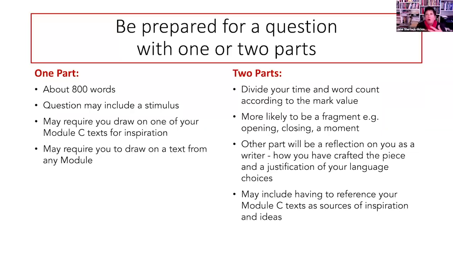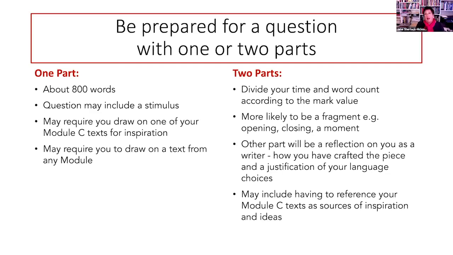You might be asked to draw on one of your Module C texts for inspiration, or it might actually say draw on a text from any one of your modules. But it's more likely, I think, to be two parts, because that way you're able to demonstrate your understanding of how other texts have influenced and shaped your own writing. So if you've got two parts, the big question is, first of all, have you got 40 minutes left? Secondly, how are you going to divide that 40 minutes? And again, we come back to, just like in Section 1 of Paper 1, you divide it according to the mark value. That is being pragmatic, that's being sensible.